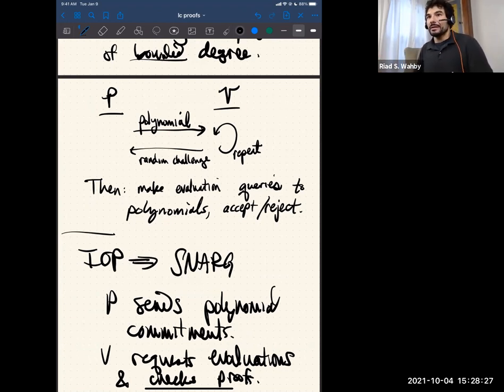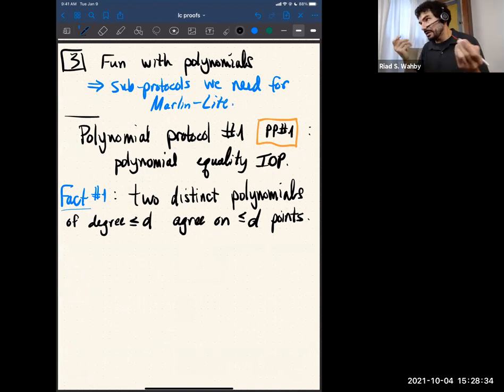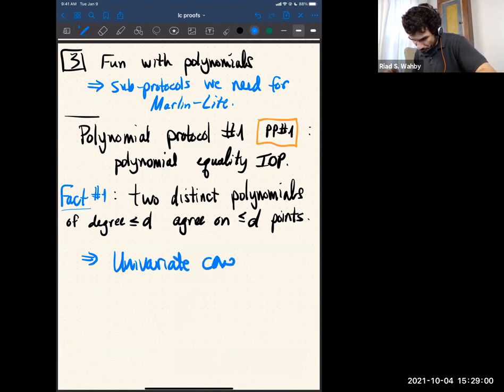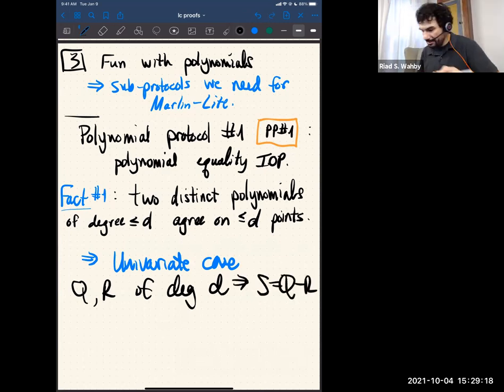Okay, so now before we actually get into constructing the IOP, we're going to need three sub-protocols that we're going to need to actually construct Marlin Light. So the first polynomial protocol, which I'll call PP1, is an IOP for polynomial equality. So first we're going to need a fact, and that fact is two distinct polynomials of degree at most D agree on at most D points. We can convince ourselves of this pretty straightforwardly. In the univariate case, why is this true? Well, it's true because we can define, so if we have polynomials Q and R of degree D, then the difference polynomial S has degree at most D.